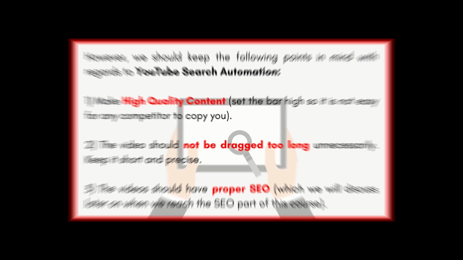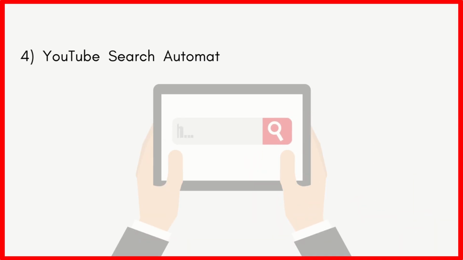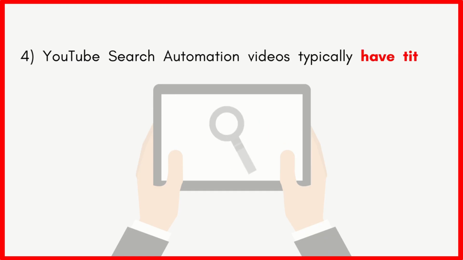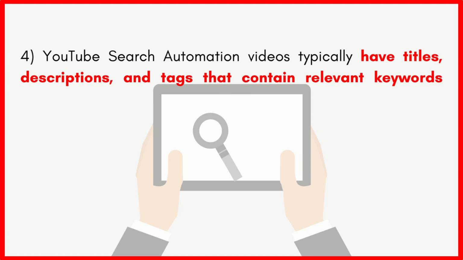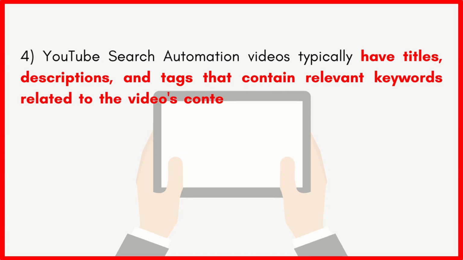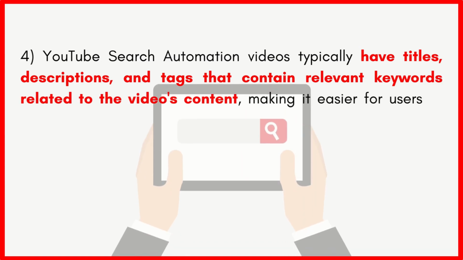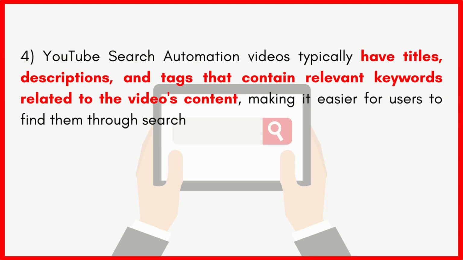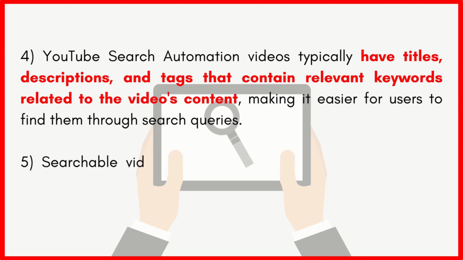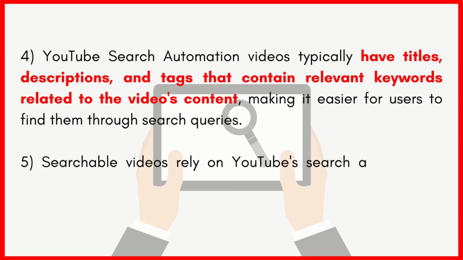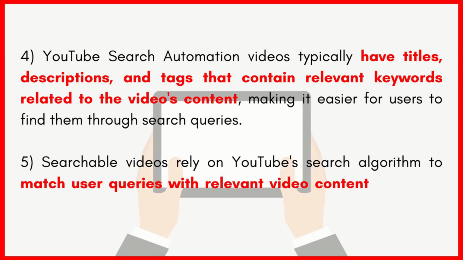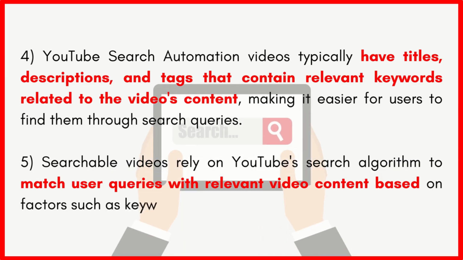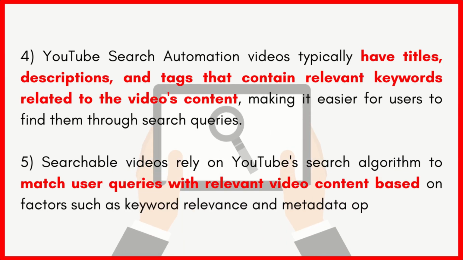4. YouTube search automation videos typically have titles, descriptions, and tags that contain relevant keywords related to the video's content, making it easier for users to find them through search queries. 5. Searchable videos rely on the YouTube search algorithm to match user queries with relevant video content based on factors such as keyword relevance and metadata optimization.